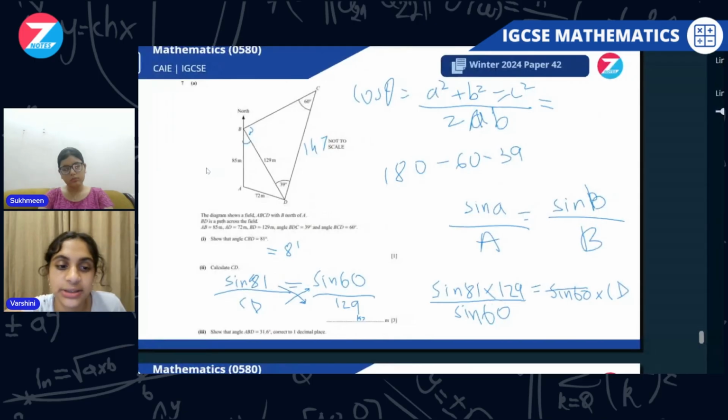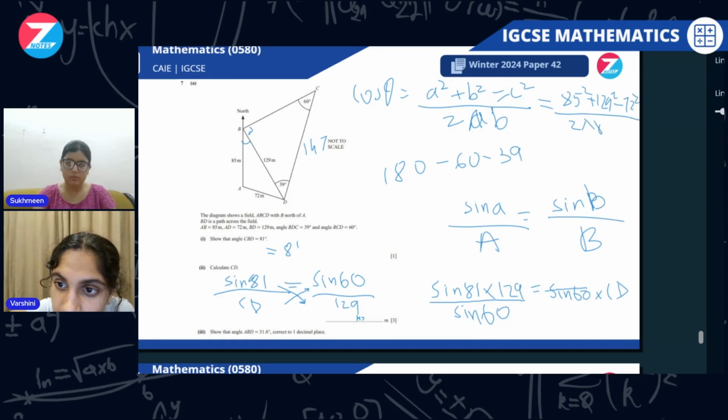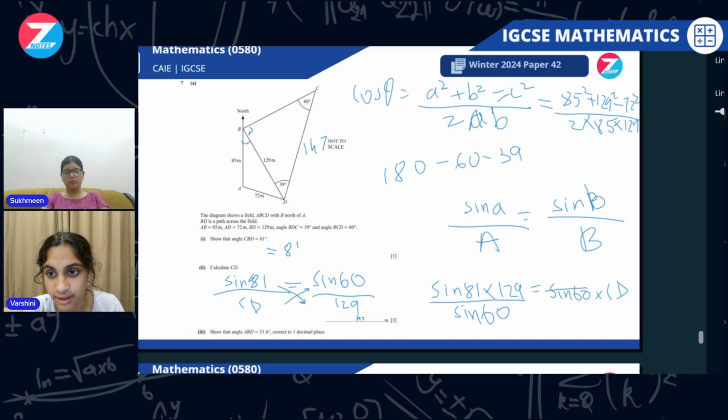Okay, yeah, so we just need to substitute these values in here, and we know that a is 85, b is 129, and c is 72, so that's going to be 85 squared plus 129 squared minus 72 squared divided by 2 into 85 into 129. So if we put that in the calculator, we're going to get cos theta. So we need to put cos inverse of this whole value.